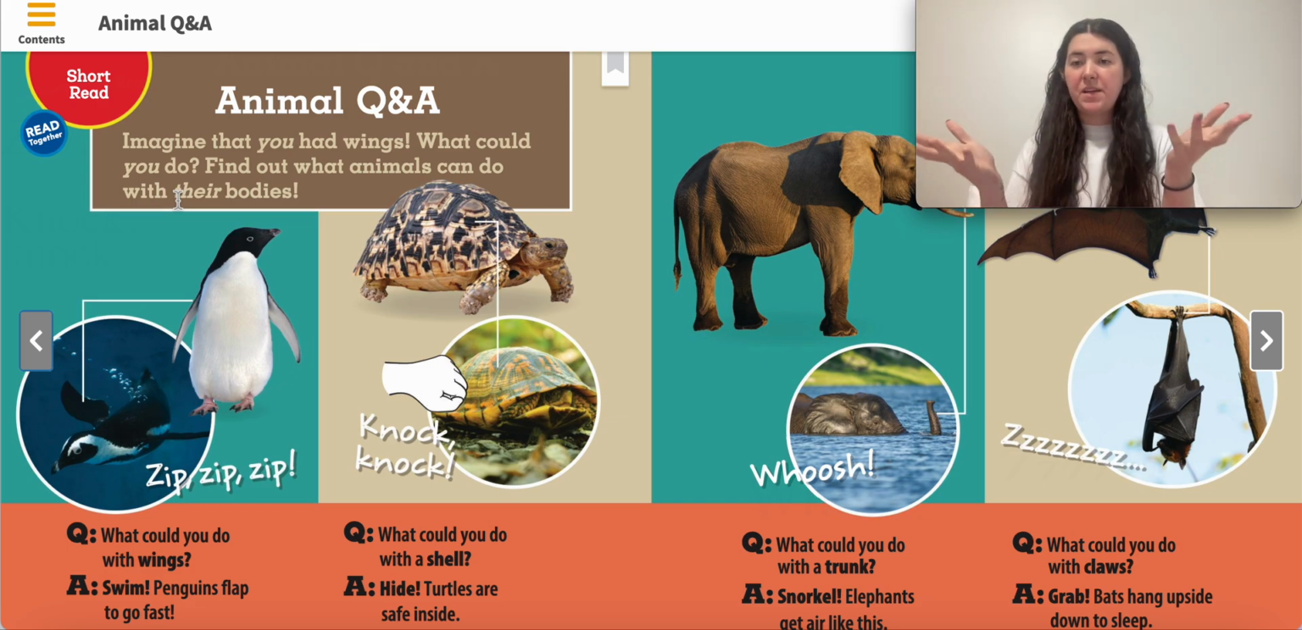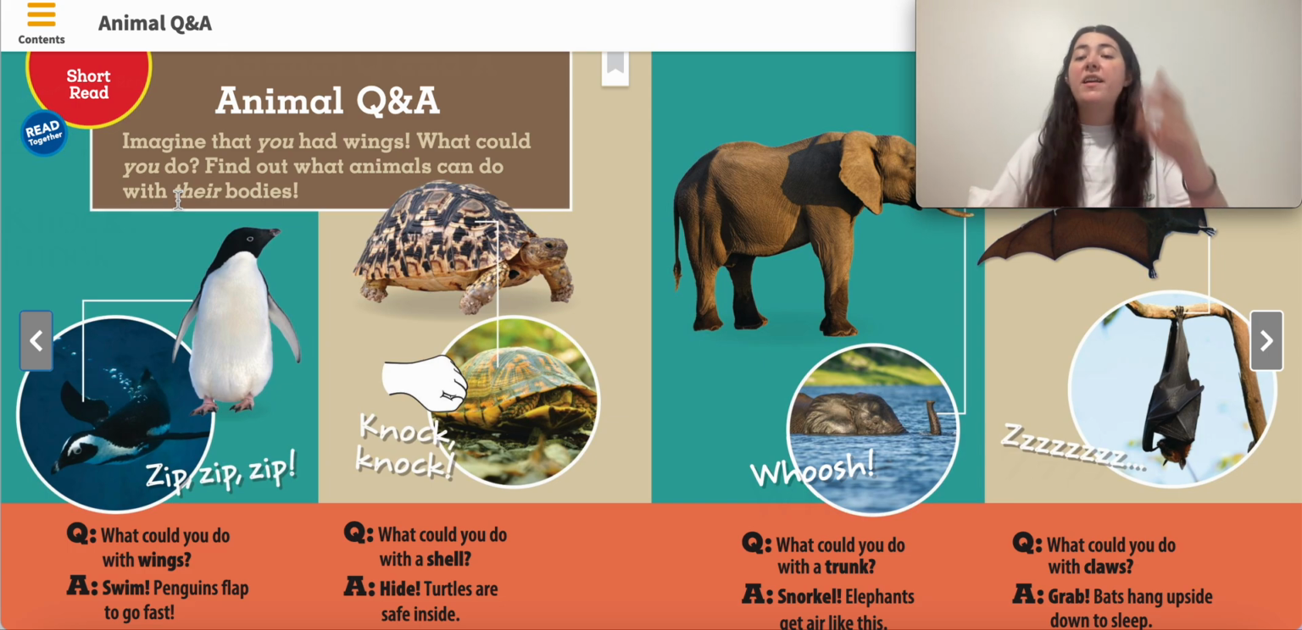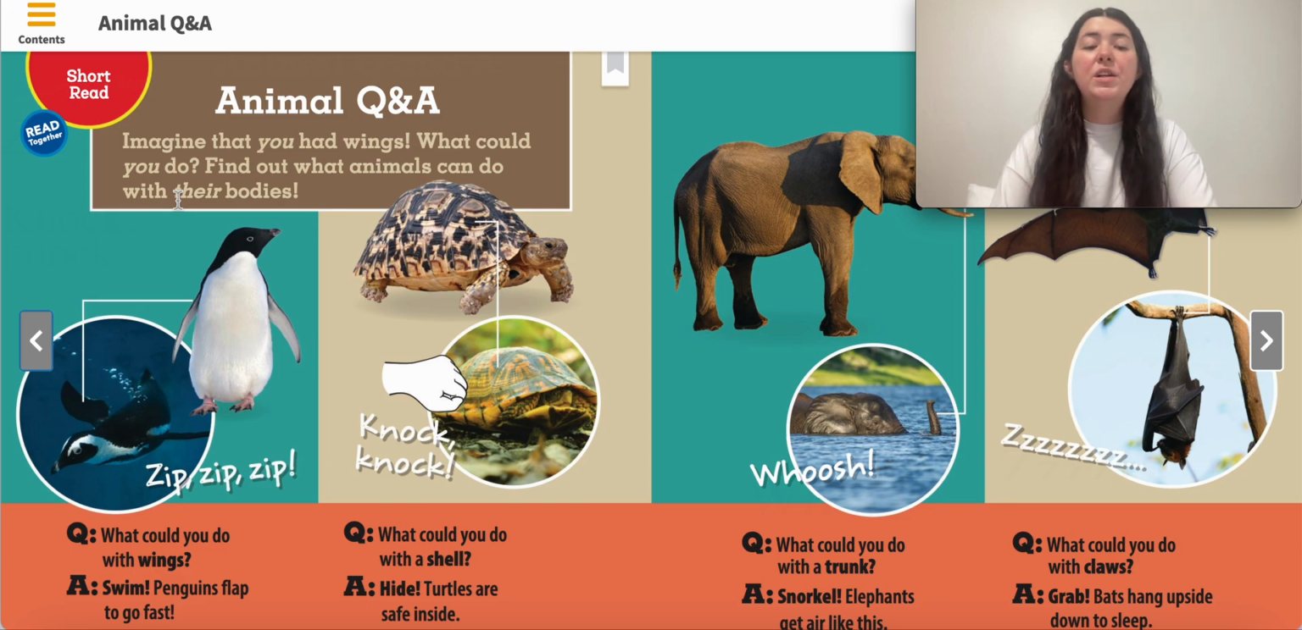So we have very specific things that we can do with our bodies. We can eat and write and read, and we can dance and run. And there are some of those things that animals can do that we can't do, and there are things that we can do that animals can't do. So we're going to read about this.